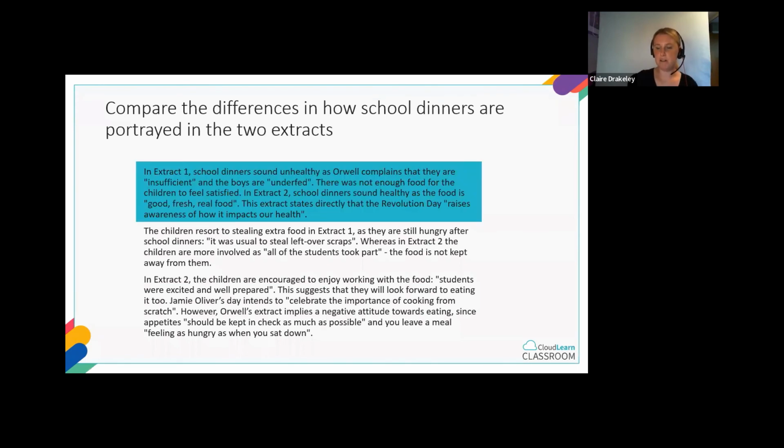So in this first paragraph, we can see the topic of this sentence is the healthiness of both portrayals of school dinners.